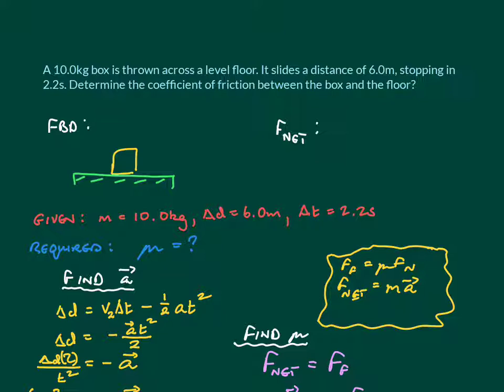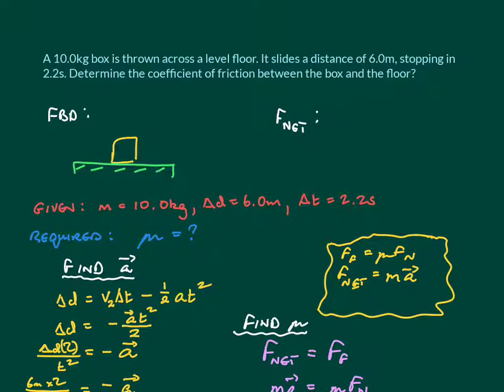Okay, the first thing we do is draw an FBD. For this FBD, we're really concerned with the x direction, and the only force acting in that direction is, if you said this was the force of friction, you would be correct. So when we write our Fnet statement, that's in the x direction, of course. Maybe take 1 second and think about what that would look like.